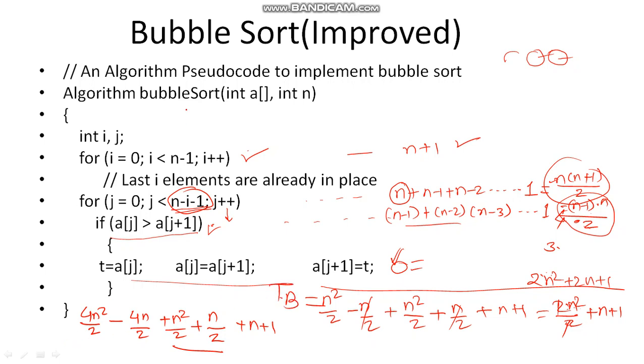Time in the worst case is equal to 4n square plus n square by 2, that is 5n square by 2, then minus 4n plus n, that is minus 3n by 2 plus n, so plus 1. So this is in the worst case.